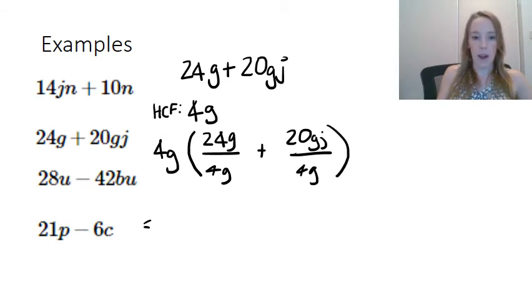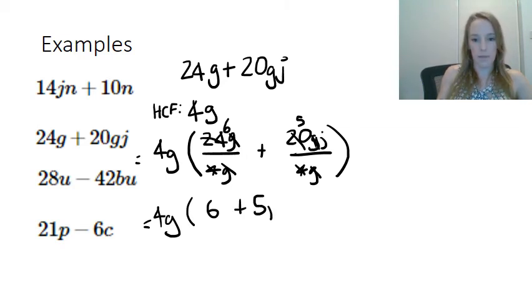And then we can simplify. So the g's are going to cancel. 24 divided by 4 is going to give us 6. The g is going to cancel. 20 divided by 4 is going to give us 5. So on this side, we've got 4g outside our brackets. Inside the brackets, we're left with 6 plus 5j.